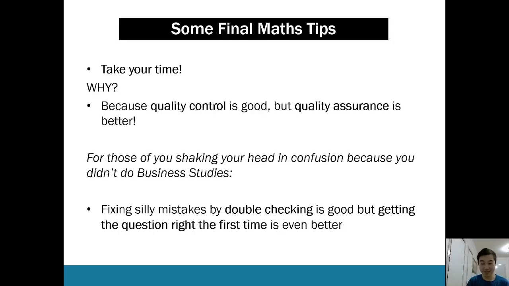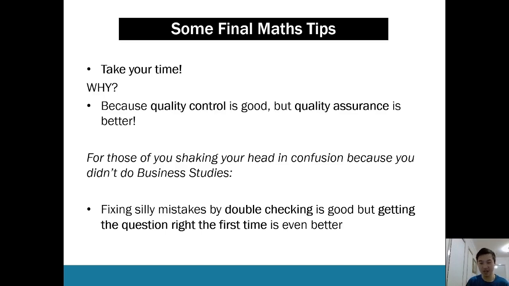So if you don't do business studies, that might be a bit confusing. But basically what I'm saying is fixing mistakes by double checking is good. So by fixing it reactively by double checking, that's a good idea. Make sure to double check your answers. But isn't it even better to just get the question right the first time and not have any silly mistakes along the way? So be proactive with your quality control. It's better to just get it right the first time.